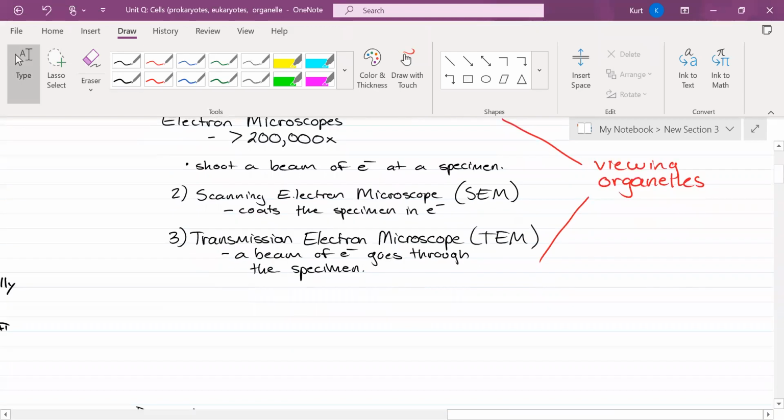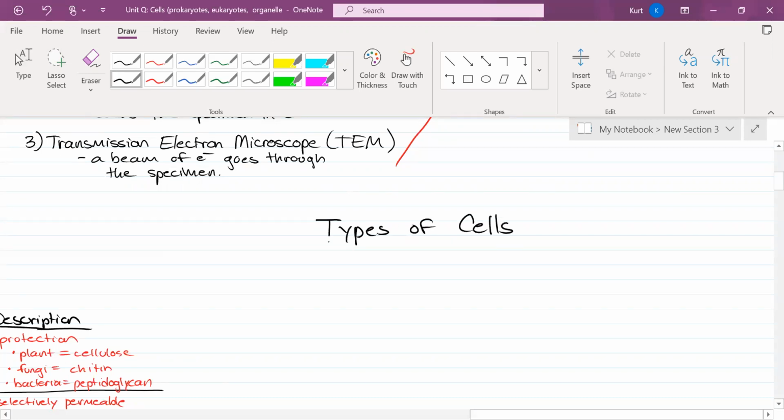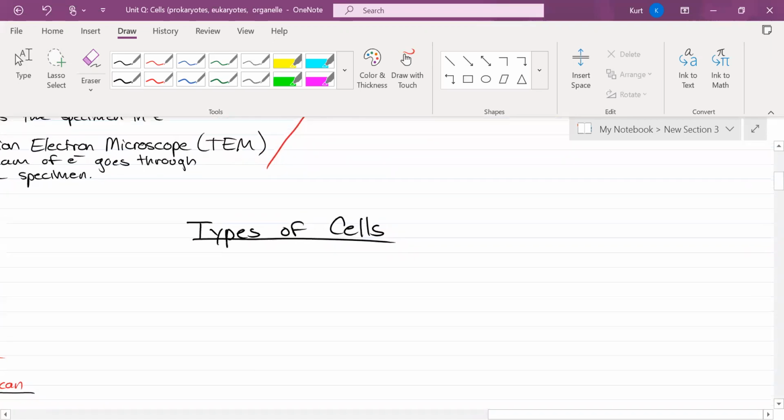All right, let's move on. Let's go over here. We're going to do types of cells. You don't need to make this indentation like I just did. I just have a bunch of other notes over here on the left, so that's why I'm scooting over here to the right.